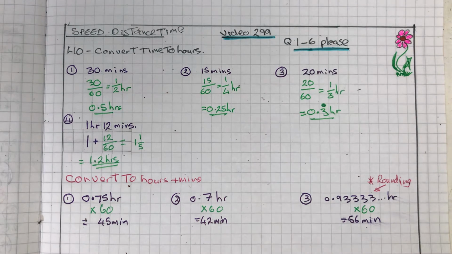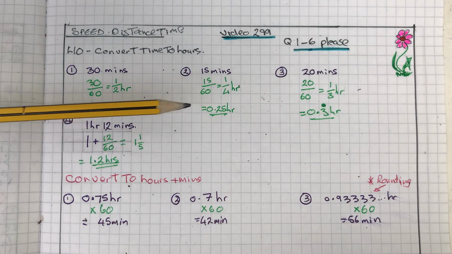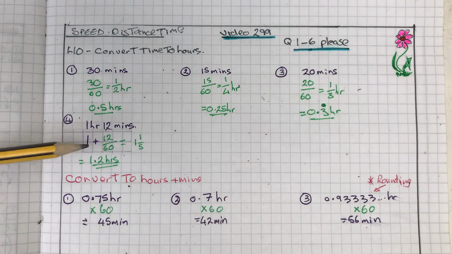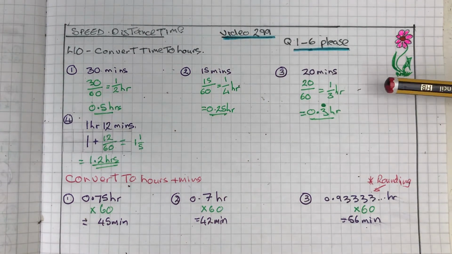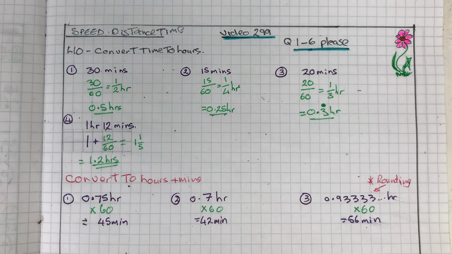Now I'm going to put the answers in decimals and fractions, because at some stage you're going to have to put them into your calculator when you're doing calculations of speed, distance, time. 15 minutes is 15 out of 60, which is a quarter of an hour, or 0.25 if you're putting it in as a decimal. 20 minutes is 20 out of 60, which is a third of an hour. Now be careful, loads of people write it's 0.3. It's not, is it? Of course, it's 0.3 recurring.